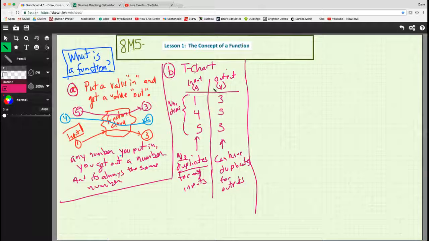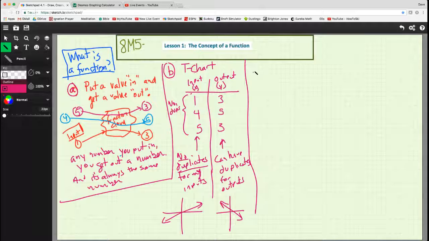And remember, we used all of our linear functions. We had linear functions that looked like this. We had linear functions that looked like this. All of these linear functions were indeed functions because we could represent them in T-charts without duplicating x values. We put in one x value, we get out a y value.